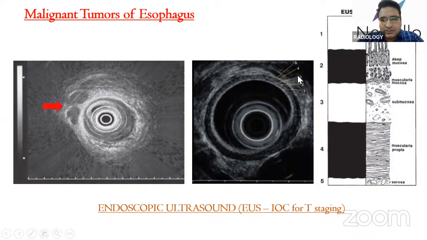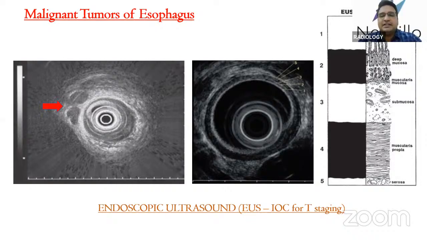Now look at this, which is denoted by number three. Can you see one more white line? One more hypoechoic layer. What is this? This is submucosa. So basically there are alternate bands of white and black. Now look for the number four, one more black part, which is denoting the muscularis propria layer. And the last one is serosa.